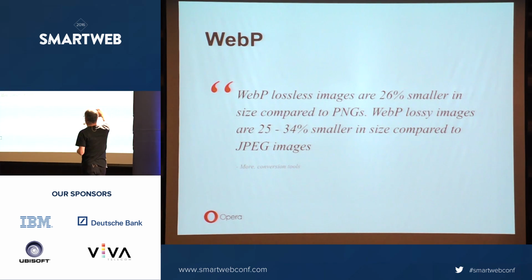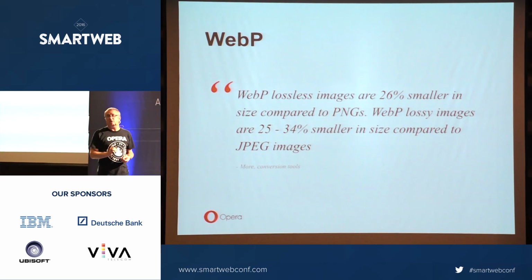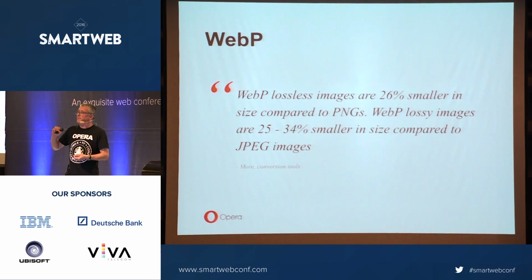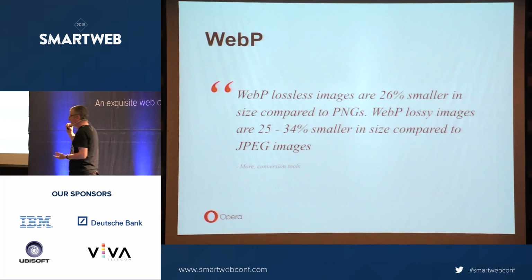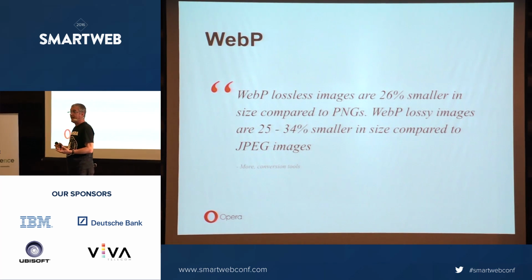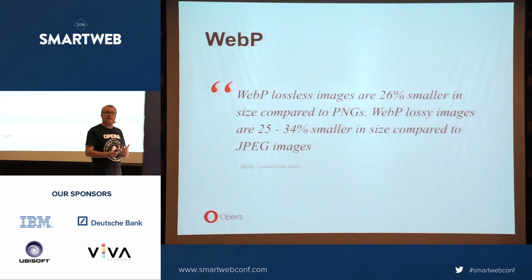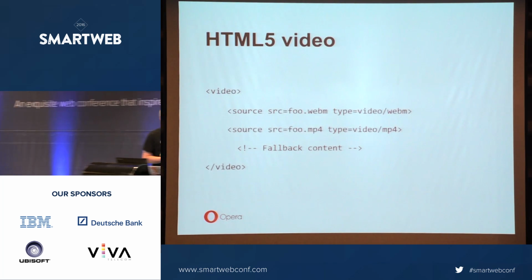26% smaller in size compared with PNG, and lossy images are 25 to 34% smaller in size. If you think about the average brochure website where you're selling products and you have really nice images, lots of images of different products, this is a significant saving already. But the trouble is you can only rely upon Chrome and Opera to decode WebP. What if you could send the right format to the right browser? Well, now, my friends, you can.